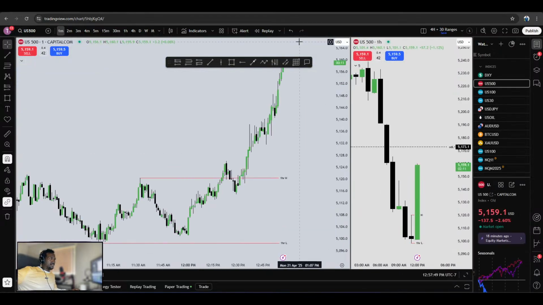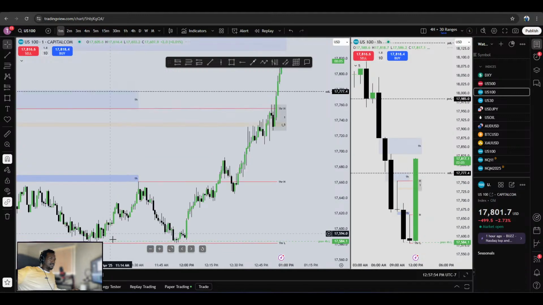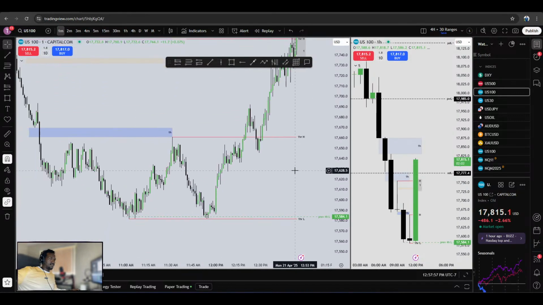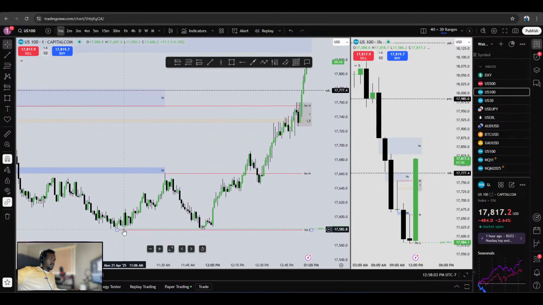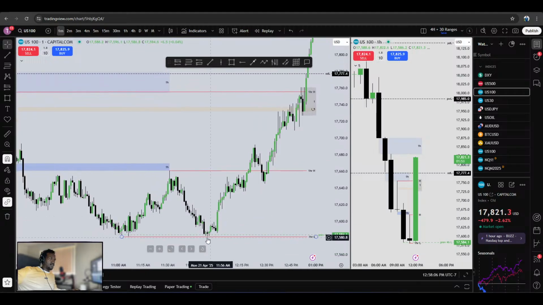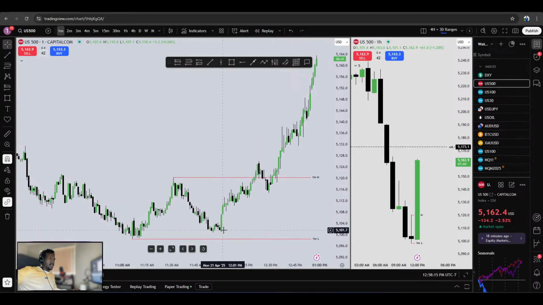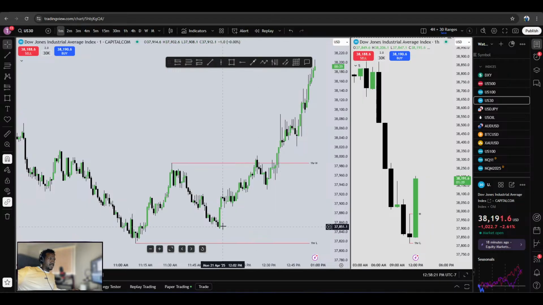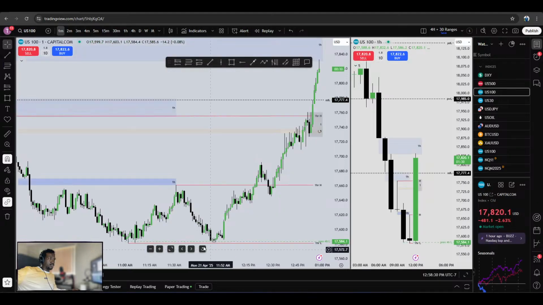US500 similar price action, US30 similar price action, US100 similar price action, but with some differences too. So this one was about to take out its previous 1 hour high. Let's see if US500 will. No, just about to, but not like US100. And US30 was the farthest from taking that 1 hour. US100 was extremely near.